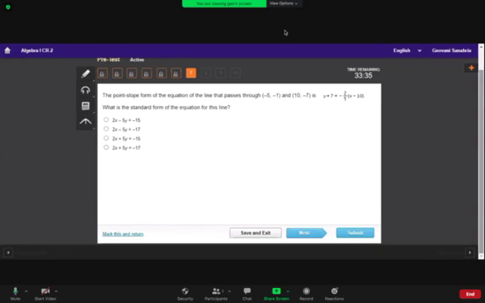Now they're asking for this in standard form. Standard form means the x and the y are on the left side of the equal sign. So we almost have it. Do you see that negative 2x? How do you move it over to the other side of the equation? It'd be positive 2, right? Mm-hmm. So plus 2x moved to the other side.